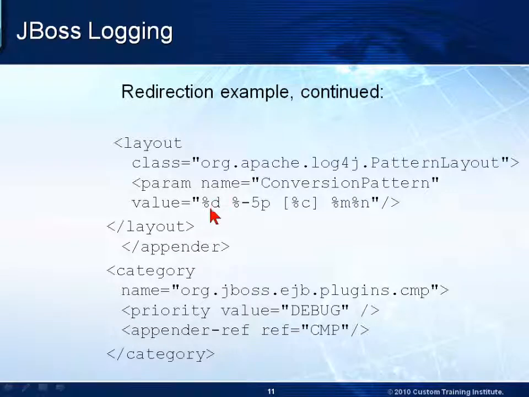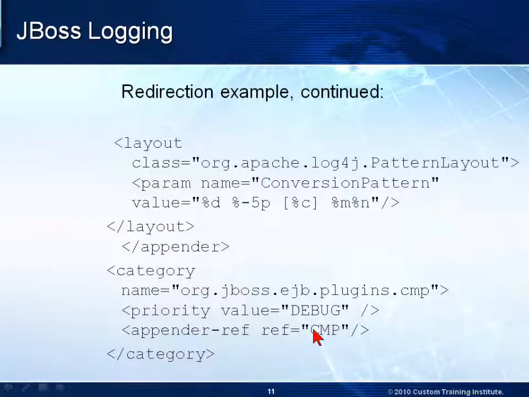And then the value is the date, then %-5p, %c, and then the month and the date. So that's the way in which the data should appear. That's the pattern layout. And then here's the category, for the plugins for the container managed persistence, and then the priority value is debug, which is a debugging level. And then here's the appender reference, which goes back to that container managed persistence. That links back to that.